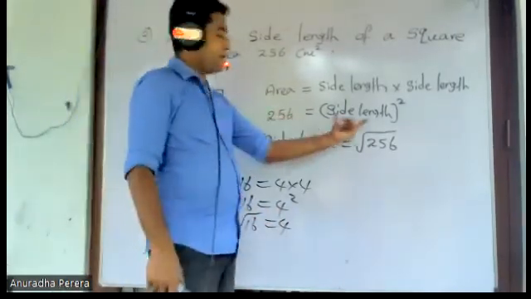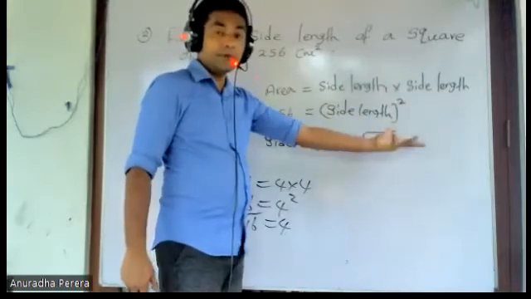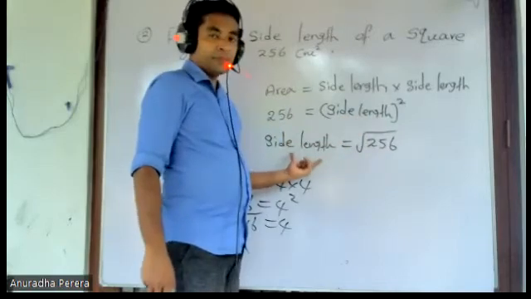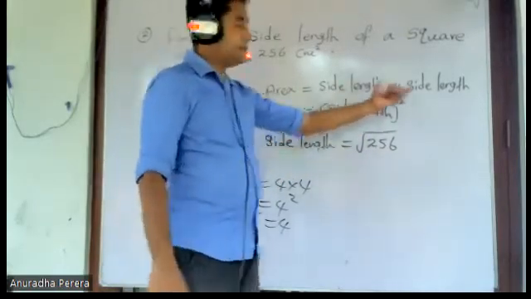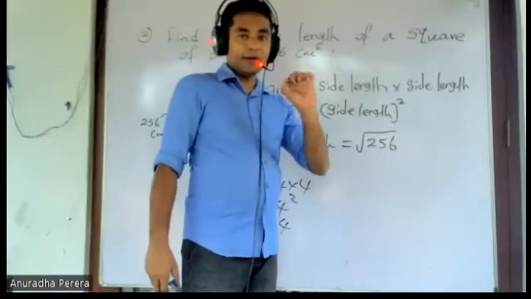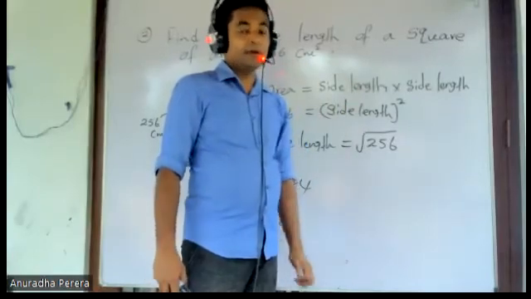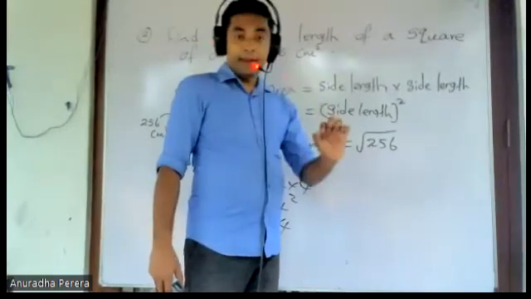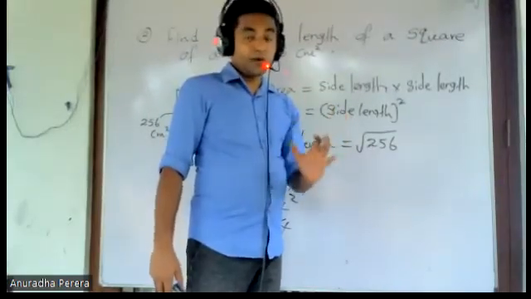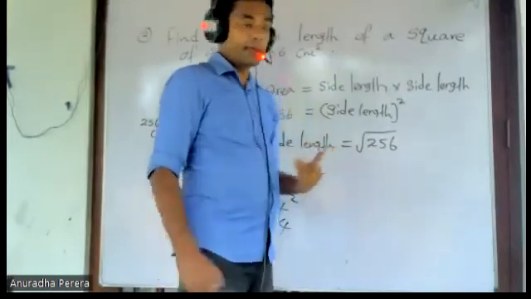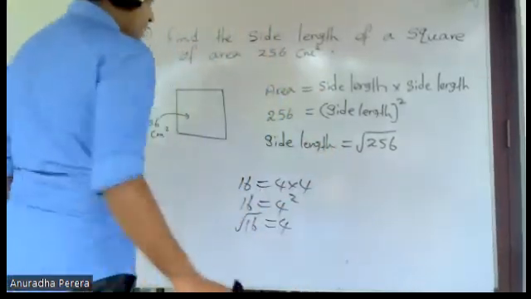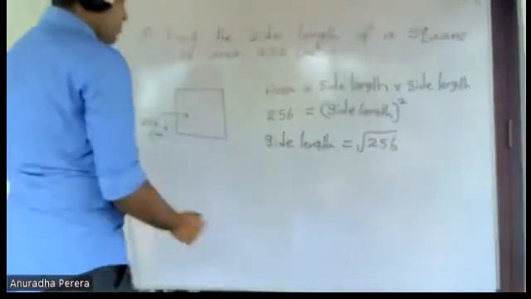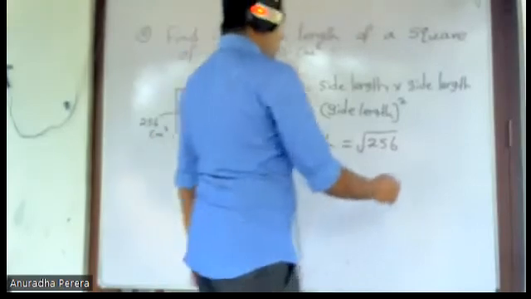256 is the area. It can be written as side length to the power 2. Then the square root of 256 is equal to the side length. 256 is made from two equal numbers, children. So the square root gives one value. Now remember well: keep in your mind, when finding the side length of a square you have to find the square root of the given area. Then find the side length, the square root of 256. Now we can find it.